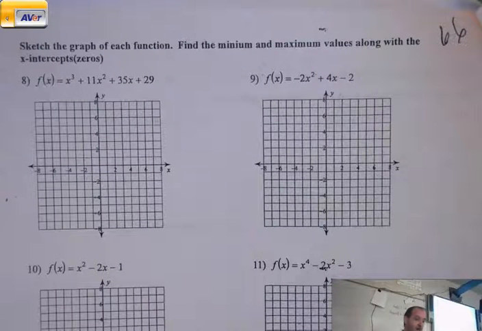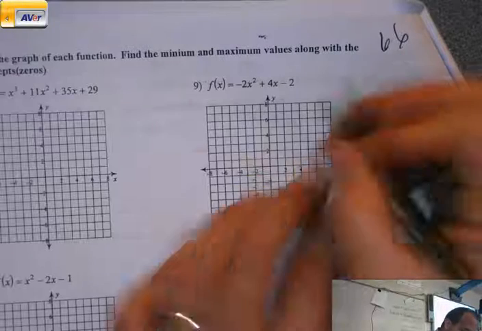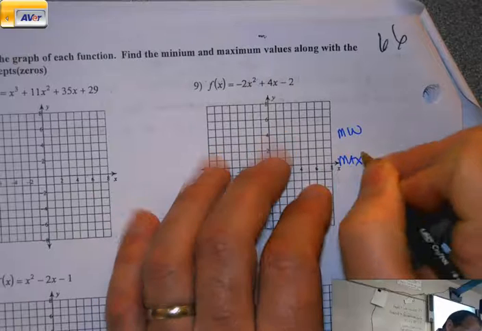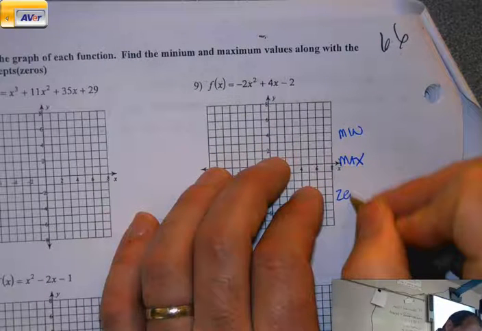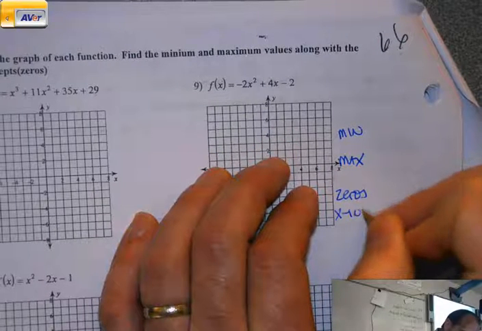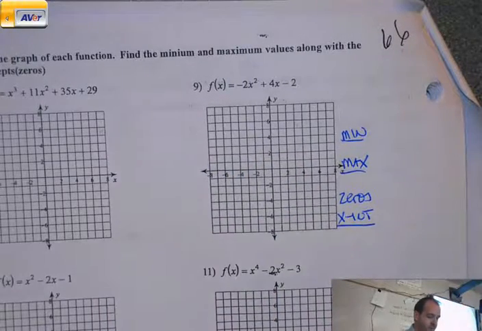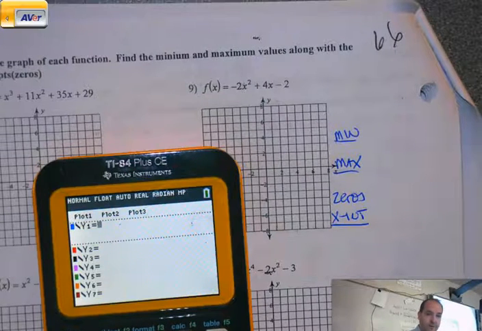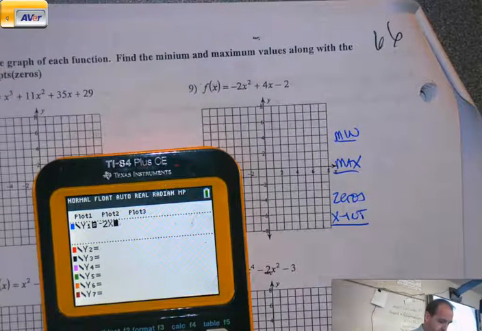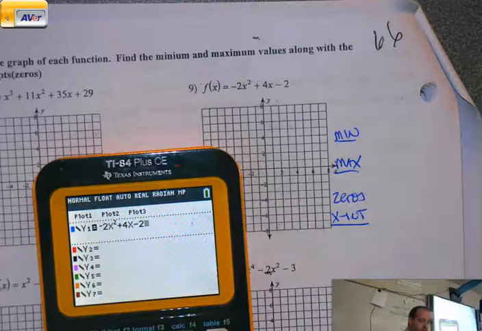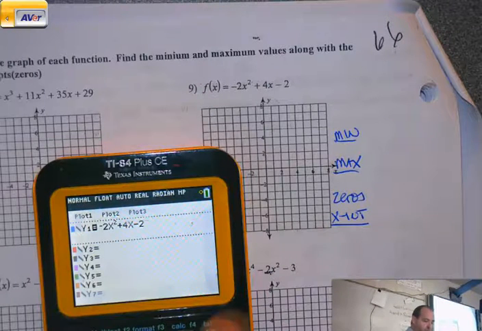Okay, sketch the graph of the function, find the min and max along with the x-intercepts. So before I do anything else, I'm going to go ahead and get these labeled in here so I don't forget any of them as we start to check this out. So let's get this typed in again. Make sure we're accurate with what we have, because nothing's worse than doing a whole problem and then going, oh, I typed it in wrong.